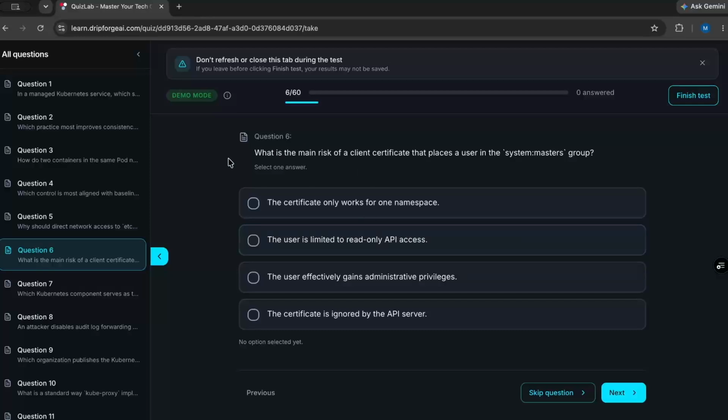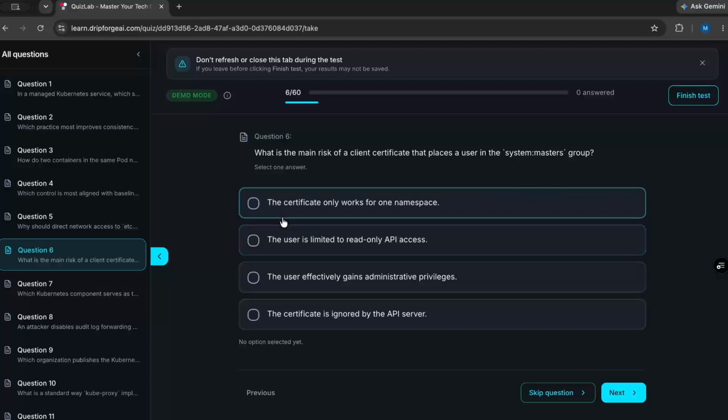So what does it say? It says, what is the main risk of a client certificate that places a user in the system master group? Whenever you have a client certificate with the system master group attached to it, what is the risk of such a certificate? That's all such a question might be asking us.